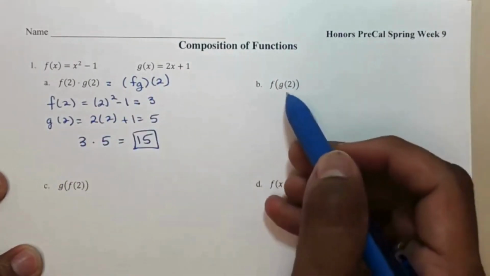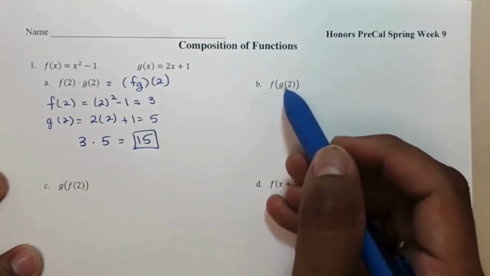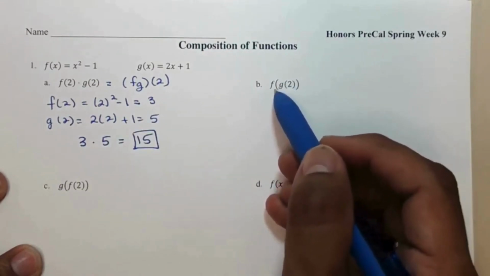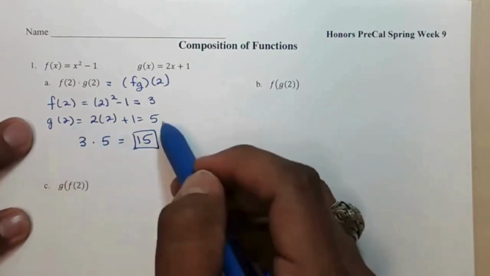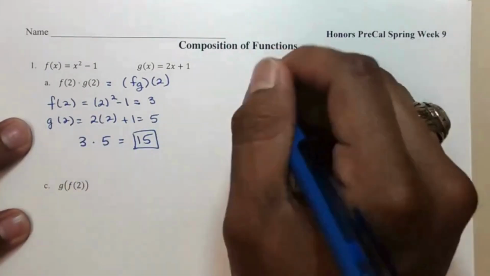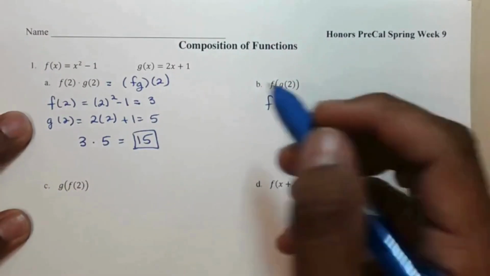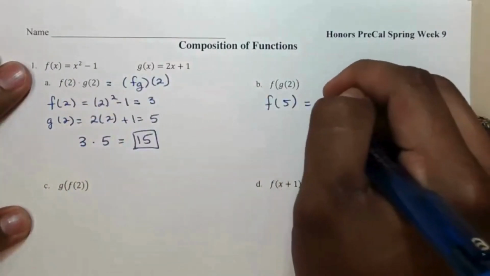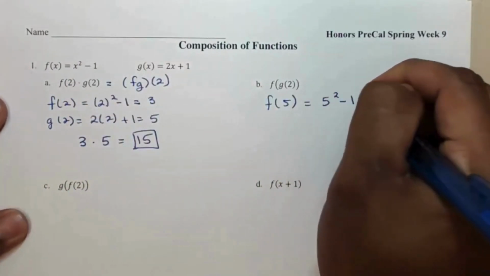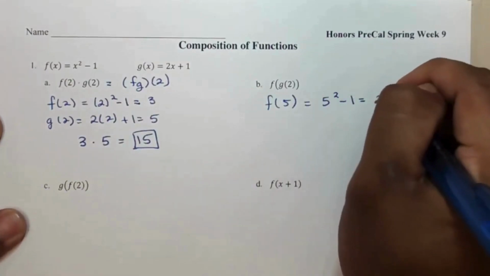So what about this here? This is telling us to take g of 2 and plug it into f. Well, we already figured out what g at 2 was. That's 5. So g at 2 is 5. So now I'm just going to plug in 5 into my function f. So 5 squared minus 1 is 25 minus 1, which is 24.